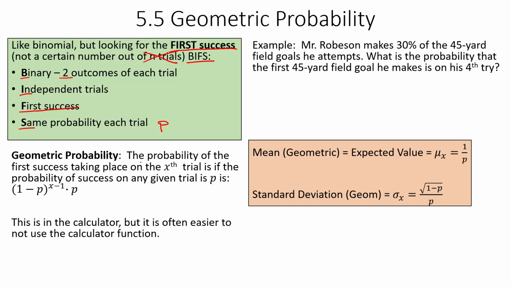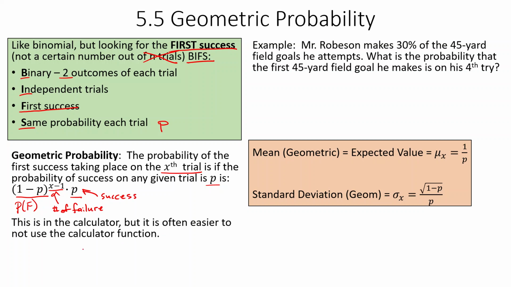All right, so geometric probability: the probability of the first success taking place on the xth trial, where the probability of success on any given trial is P, is (1 minus P) to the x minus 1, times P. So this is the probability of failure, and this is the number of failures that are going to come before this last success.